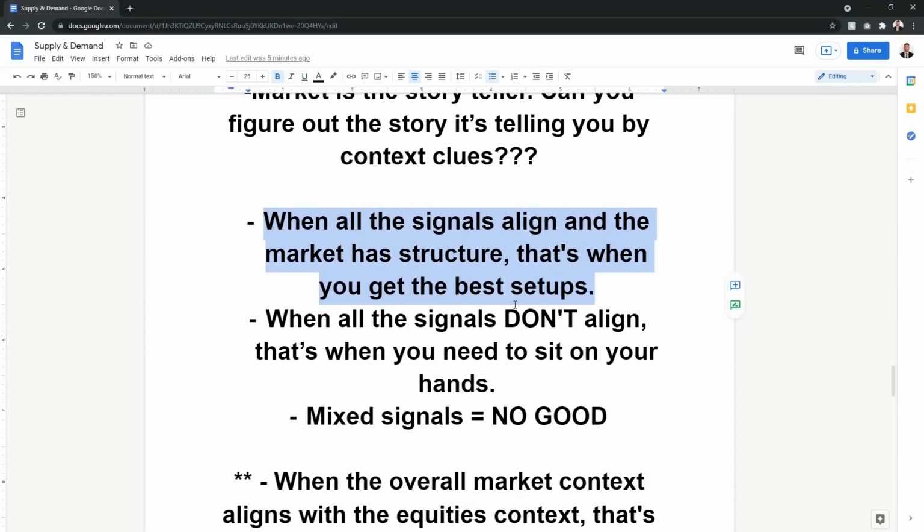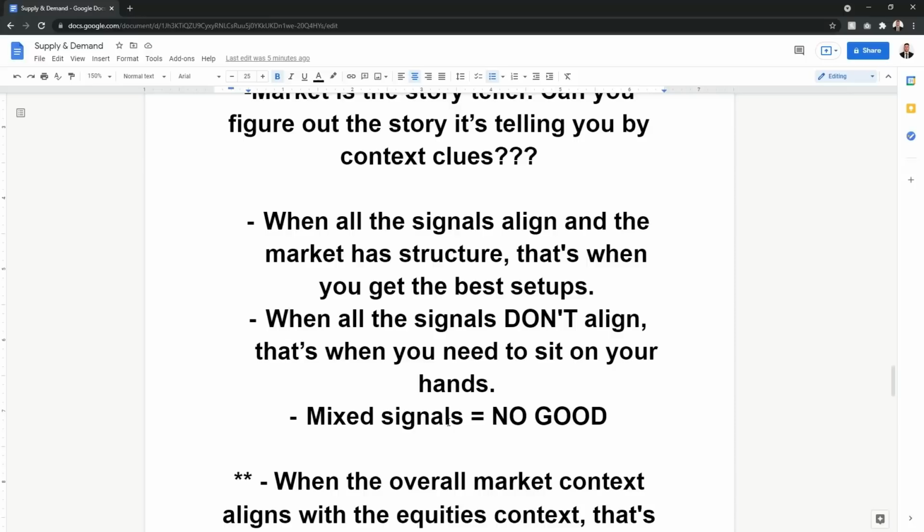Now, when everything doesn't align, I'm going to show you in 2 seconds on the chart here, but when all the signals don't align, that's when I sit on my hands. I'm extremely patient, I'm defensive, I'm conservative, and I really wait to strike for the best opportunities that I know will make me the most amount of money.